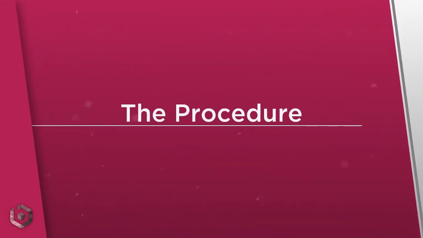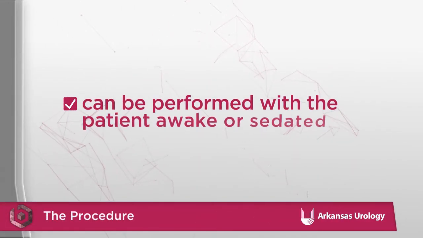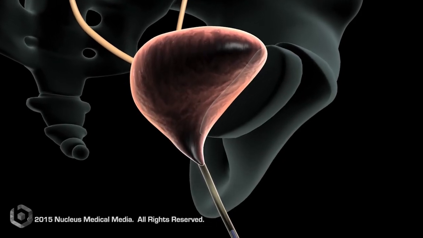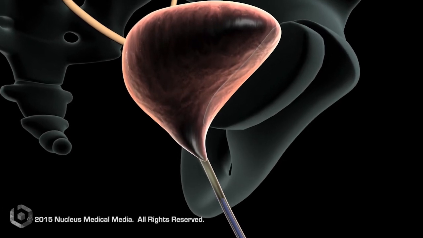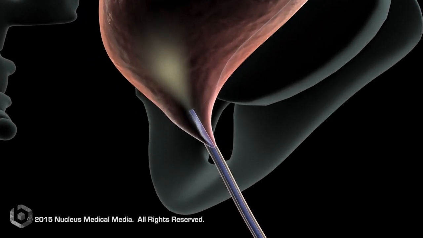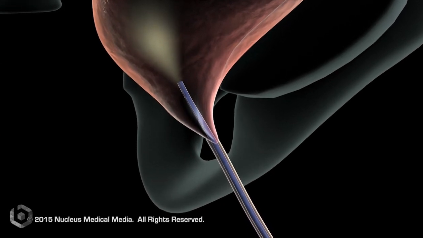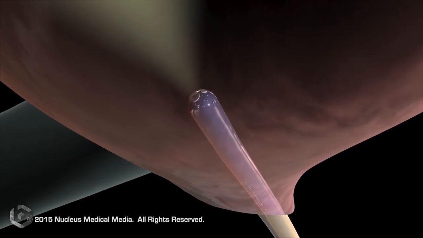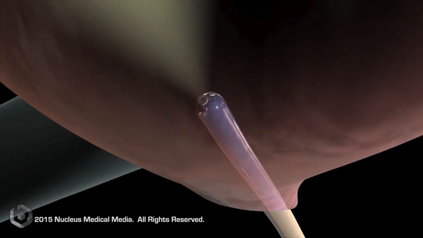The procedure. Cystoscopy can be done in the office, and the procedure can be performed with the patient awake or sedated, depending upon the patient's personal preference. A flexible fiber optic telescope is lubricated and inserted into the urethra, allowing the physician to see the urethra and check for any abnormalities. The scope will then pass through into the bladder to look for polyps, tumors, or any other irregularities that may be causing the urinary problem.